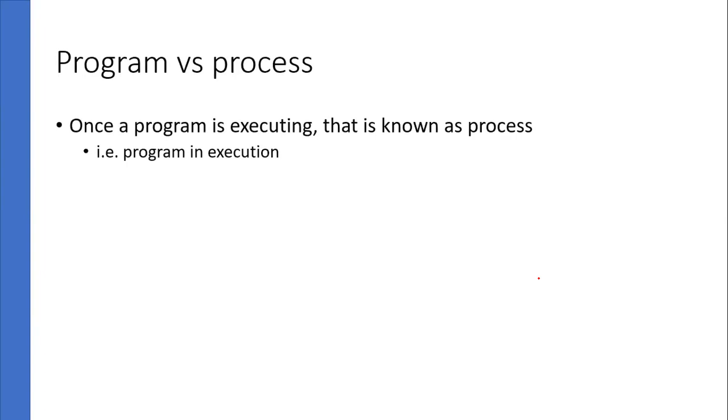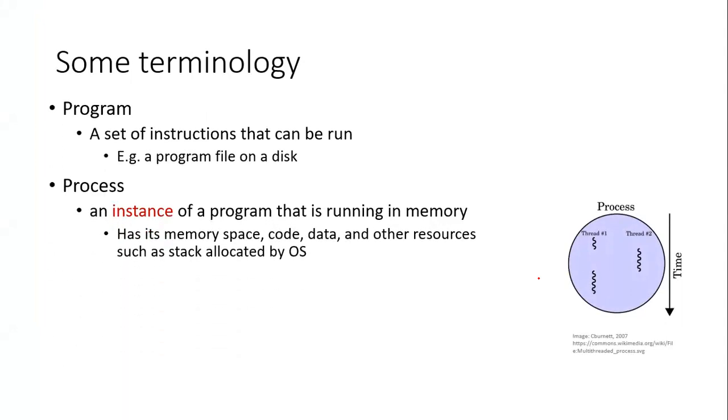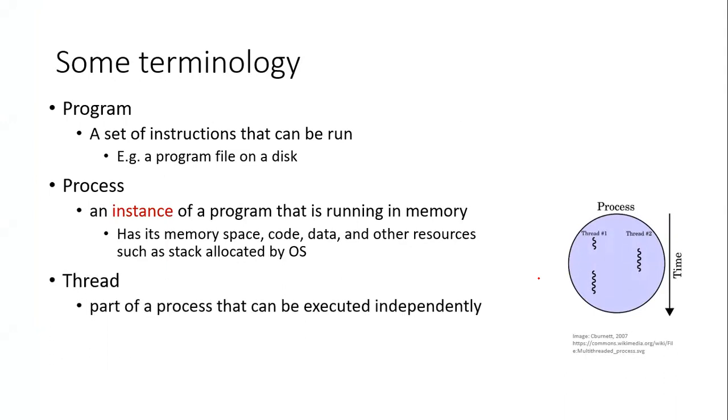And what's the difference between a program versus a process? Some other advanced terminologies are program, process, and the instance of a program that is running in memory. So what's a thread? It's a part of a process. It's not a complete process. It's just one single part of a process. After combining many threads, you might get one single process.